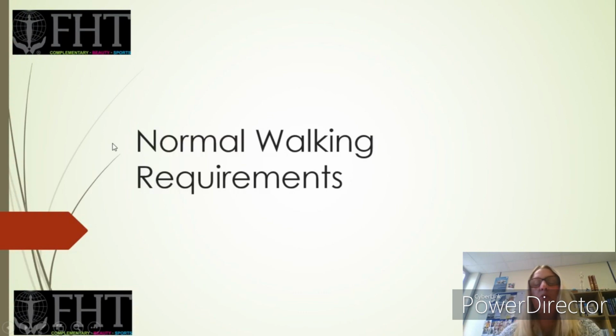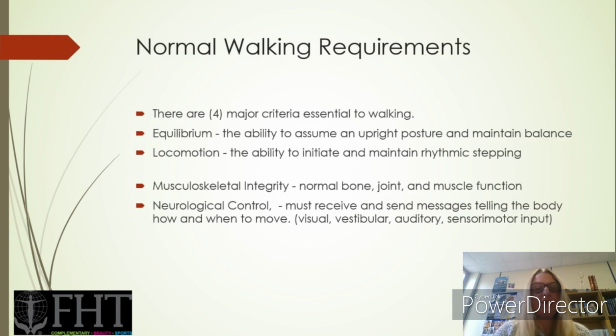So we're going to look at normal walking requirements. What is required within a normal walking gait? There are 4 major criteria essential to walking. We've got equilibrium, and that's the ability to assume an upright position and maintain balance while we're walking and going through the gait cycle.